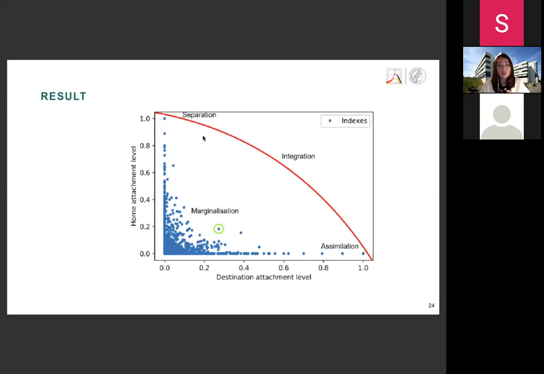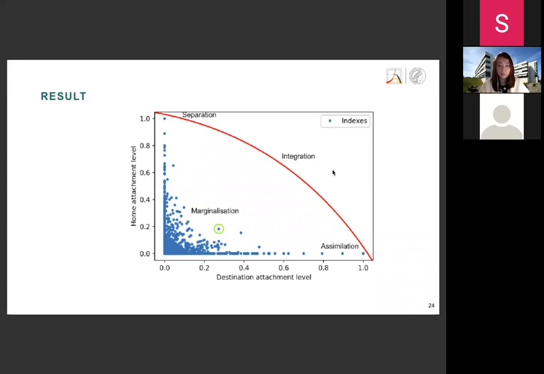The integration and marginalization here depends on the length of the distance from the data point from zero. In other words, marginalization is when the data point is close to zero, and integration is when the data point is further away from zero. The data point here circled in green in this slide would be an example of an integrated migrant.